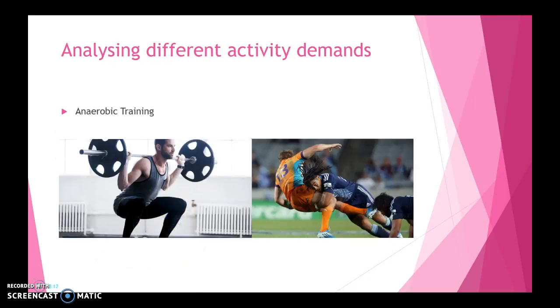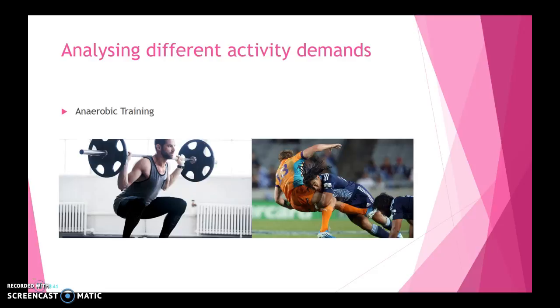We then need to create a FITT program for anaerobic training, just like aerobic. This would be a completely different type of program compared to aerobic. This would involve higher intensities and more interval types of training. The frequency of this type of training for a rugby player would be much more regular than aerobic. This involves weight training and various sprints. A rugby athlete would usually be doing anaerobic training anywhere between 4 to 6 times a week.